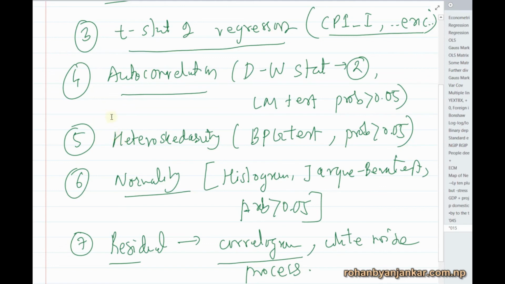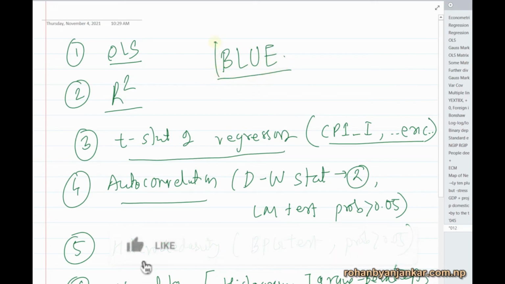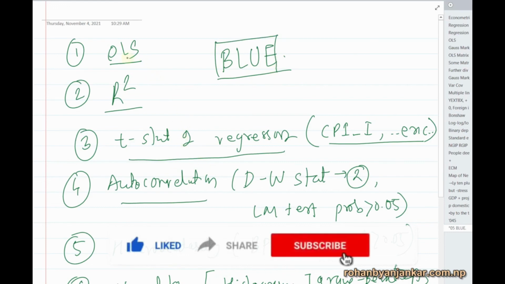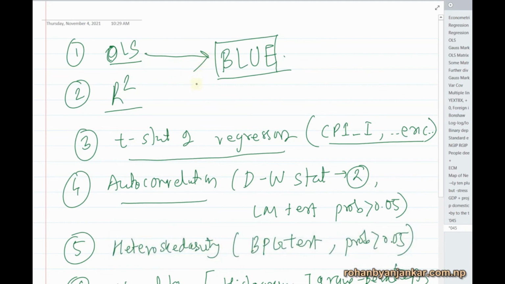And these 7 steps are required after having an OLS test, and this test confirms that our estimate is BLUE. This means best linear unbiased estimator. And if all the tests are passed by our OLS estimators, then we confirm that our estimates are BLUE. So we have done all this process in our analysis, so we can confirm that OLS is BLUE.